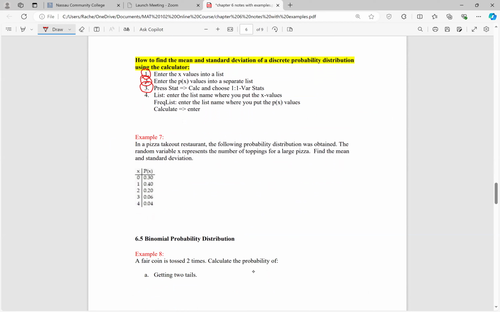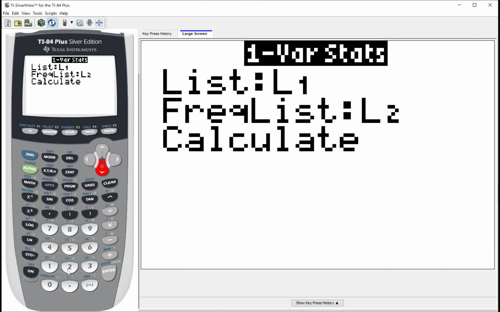So now for list, you're going to put the name of the list where you put your X values. Now we're going to fill in frequency list. You're going to put the list where you put the P of X values, the probability values. For me, that was L2. So for frequency list, I'm going to put L2. And then what the calculator is going to do is once we press calculate, it's going to calculate the mean and the standard deviation using the same formula that we did in the last lesson.